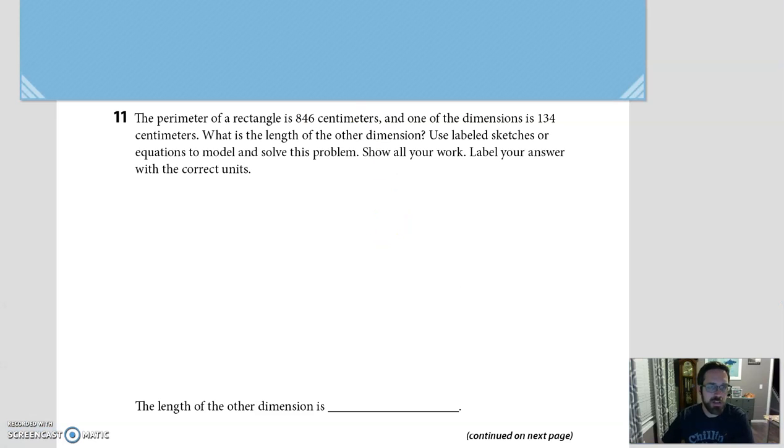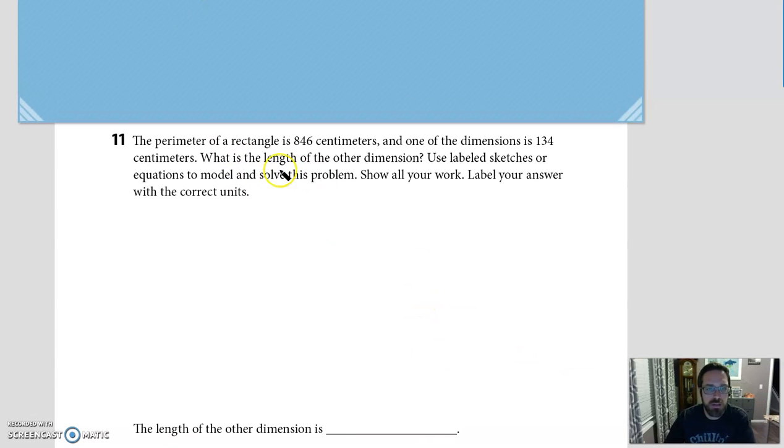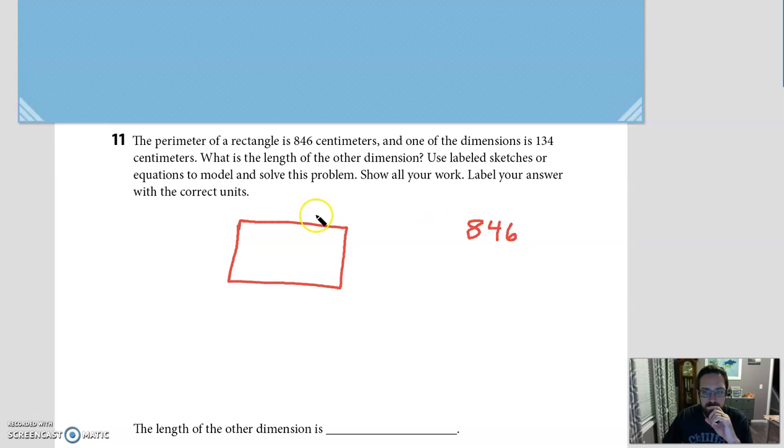All right, let's look at the next one. It says the perimeter of the rectangle is 846 centimeters, and one dimension is 134 centimeters. What is the length of the other dimension? So now we have to think, this is perimeter. The first thing it says is it's a rectangle. And we know the total perimeter is 846, and we know that one dimension is 134.